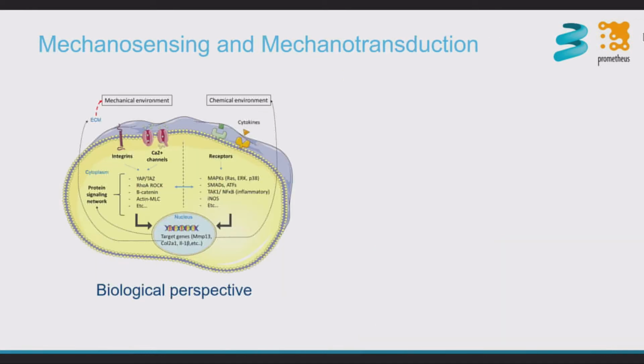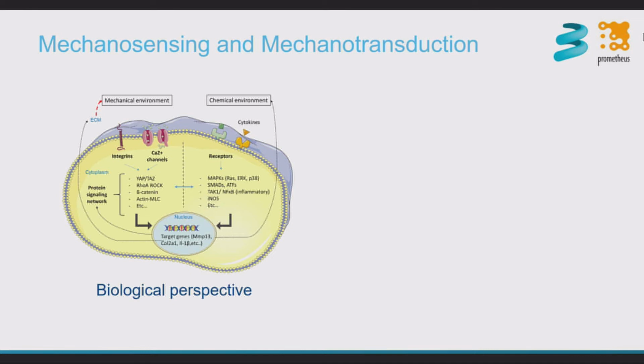Now then, when you have this cell, and when the cell is stretched, this will activate intracellular signaling inside the cell. And this can happen through a number of channels. So there are specific channels called TRPV4 channels that will activate calcium influx.